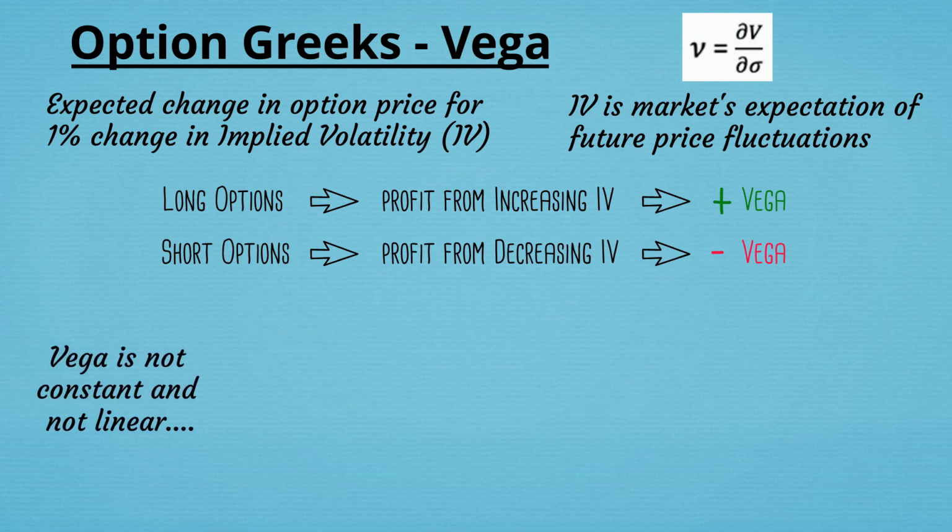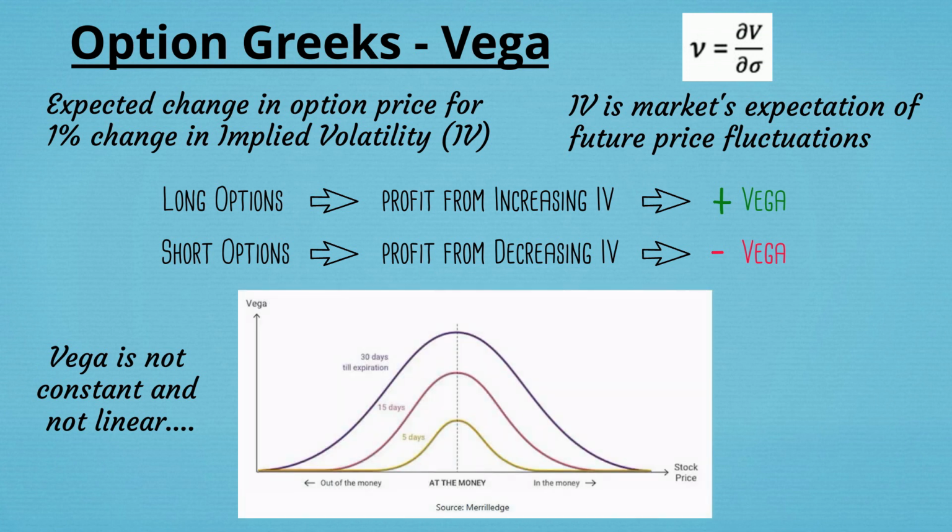Now, just like the other Greeks, Vega is not constant. There are a few things that'll cause Vega to increase or decrease. Now, this graph shows two of the most important things that will affect Vega: the moneyness of an option and the time to expiry. So you can see from the chart that Vega is highest for options that are right at the money, and it drops off fairly quickly as you get further in or out of the money.